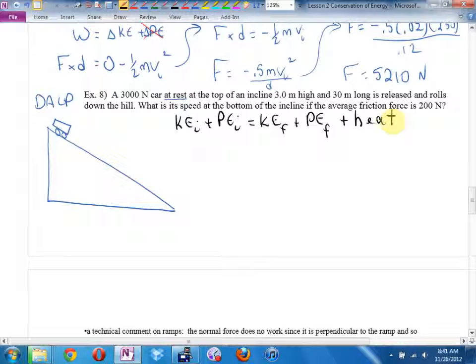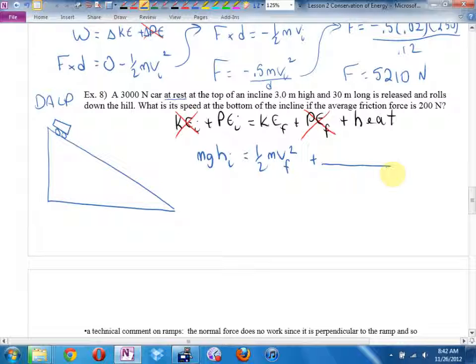Are any of these zero? I'm hitting the ground, starting at rest. So I think I'm going to have this: mgh initial equals a half mv final squared plus, and here's my problem, heat.